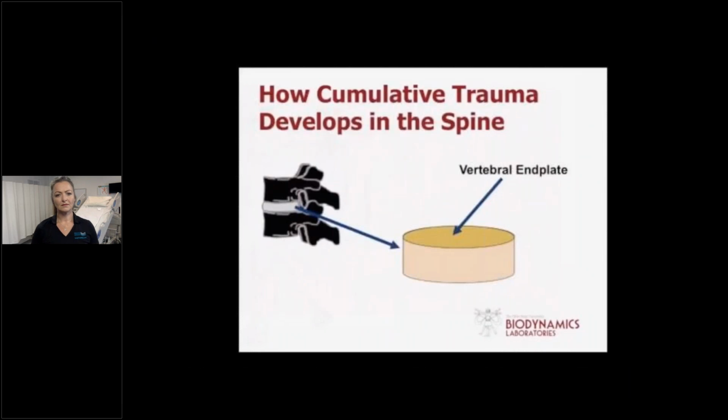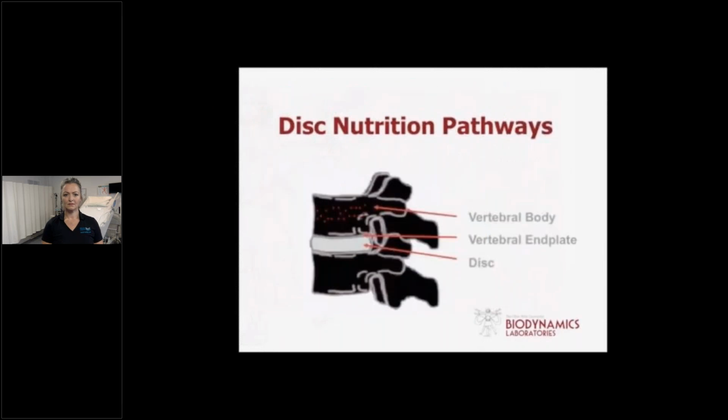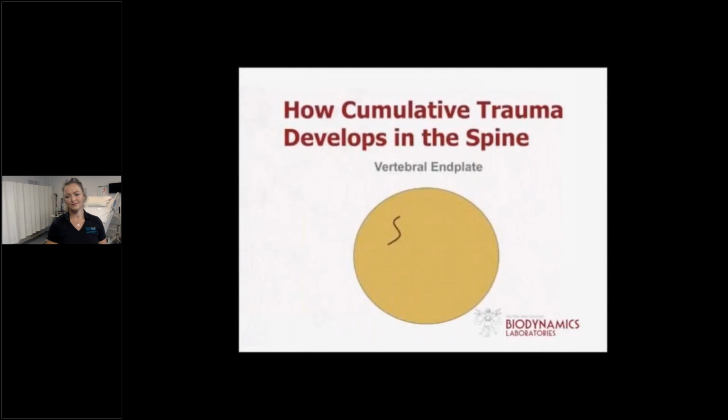That end plate is only about 1 millimeter thick, and its purpose in life is to diffuse nutrients into that disc. The disc itself has no blood supply like most parts of your body. So how does it get its nutrition? Well, it gets them from the vertebrae above and below, and basically what happens is these nutrients go through that end plate and nourish those fibers and make the disc happy. Now, we also get vertebral implants. How many people here have had a vertebral implant microfracture?